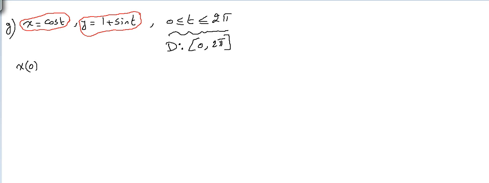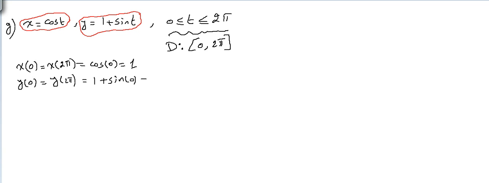t equals 0, x of 0 is the same as x of 2 pi, right? Which is cosine t, which is cosine 0, which is 1. And y of 0 equals y of 2 pi, the same, because it's 1 plus sine t, 1 plus sine 0. Sine 0 is 0, the answer is 1. So we have just 1 point, which is (1, 1). And this is for 0 to 2 pi.